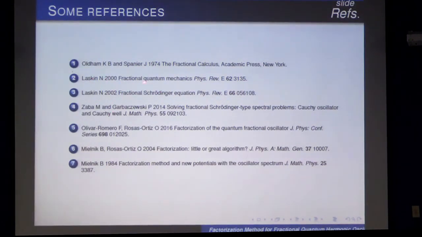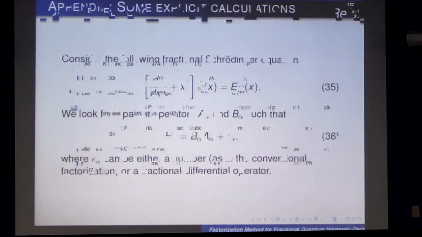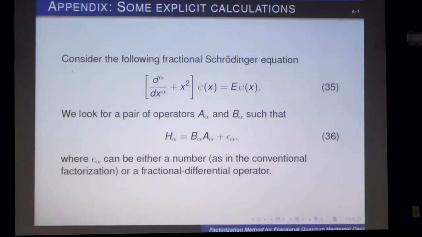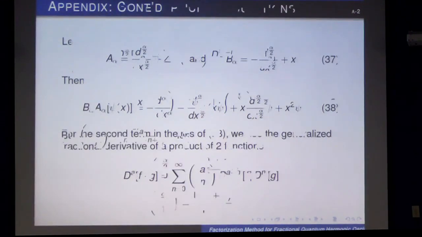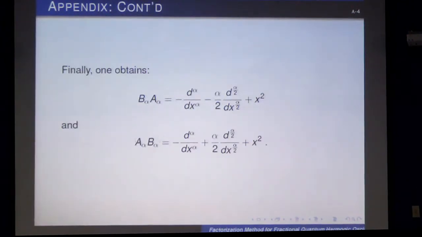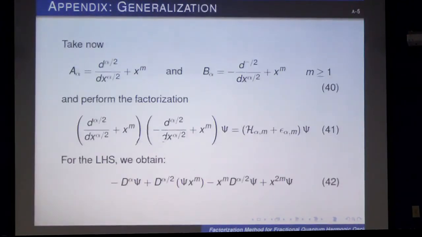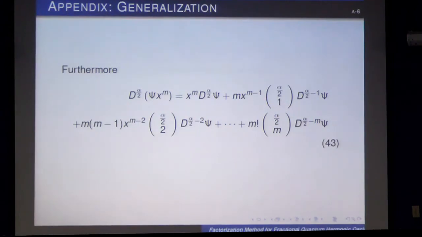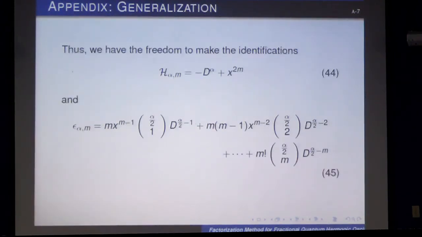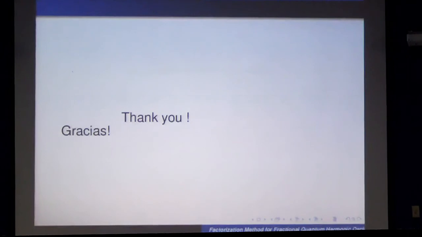So the references are practically these ones: the book of Oldham and Spanier, Laskin's papers. There is another paper as well here, but okay. This is also an interesting paper. The paper of Oscar and Fernando is here. And okay, these are just some, because this can be generalized even more for anharmonic oscillators. Okay, thank you.